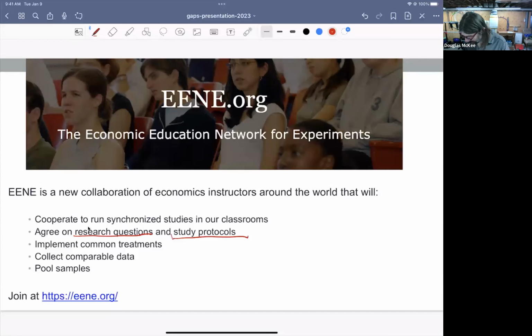We're going to standardize treatments and protocols. And then we're going to collect comparable data. So we're going to agree on measures that actually can be used in lots of different contexts. We're going to pool our samples and analyze the data. We've applied for National Science Foundation funding. Literally as of yesterday, we applied for National Science Foundation funding for building this network and running our first study.